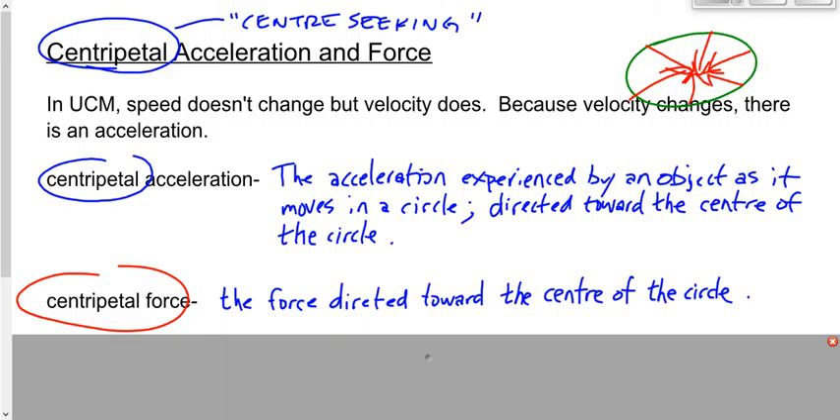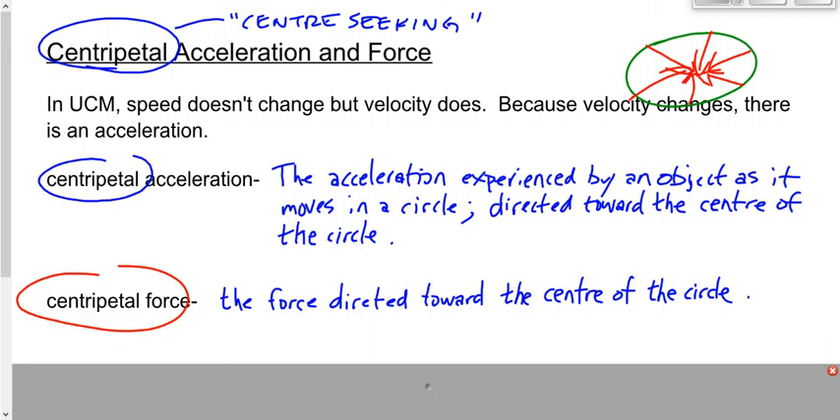Now, let me give you a couple brand new equations here. The first one for centripetal acceleration. Go ahead. Question? The question was, if there's an acceleration toward the center of the circle and a force toward the center of the circle, why doesn't the object actually get closer to the center of the circle? Why does it maintain that orbit around?